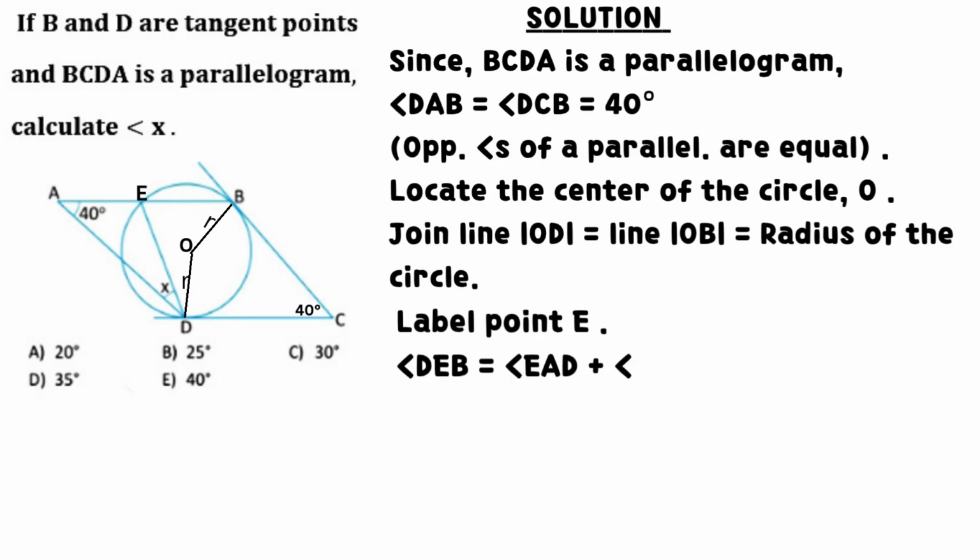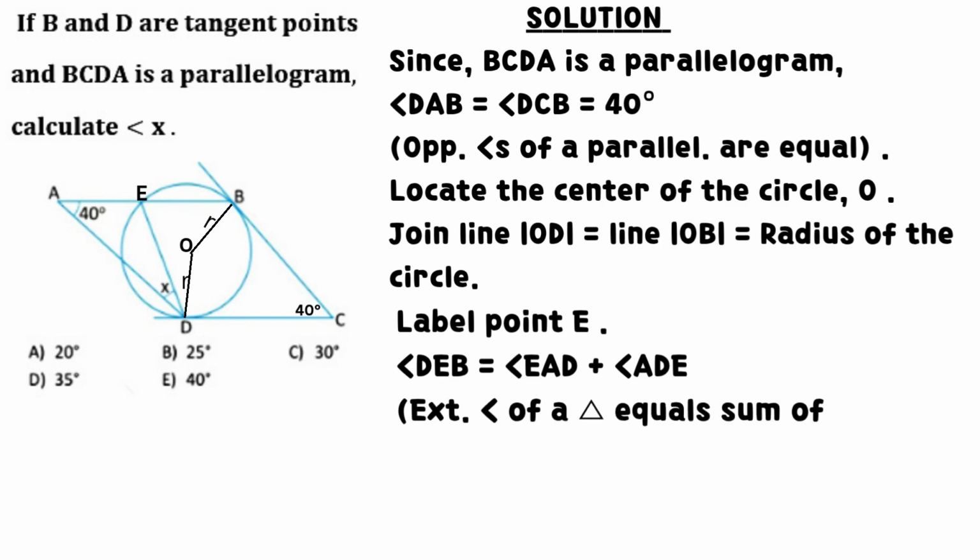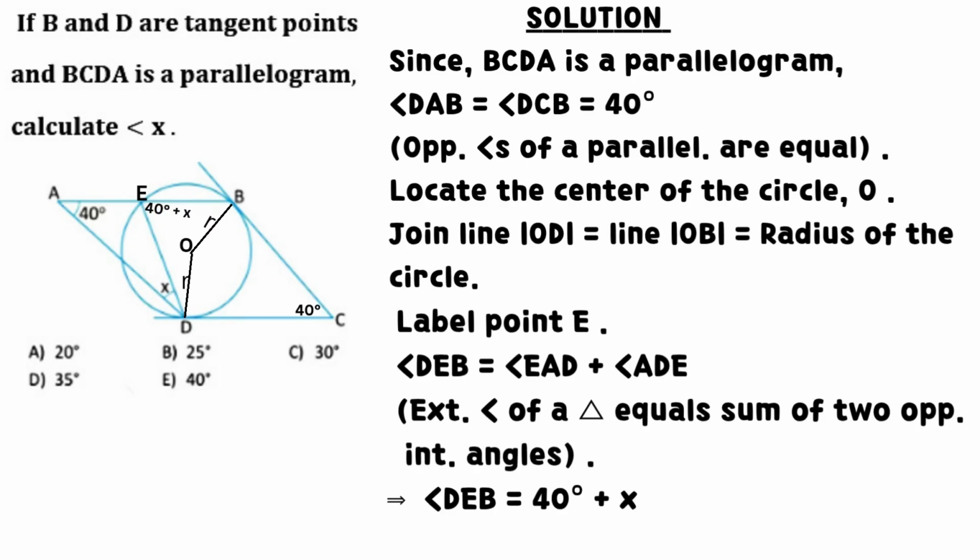Label point E. Angle DEB equals the sum of angle EAD and angle ADE. This is because the exterior angle of a triangle equals the sum of the two opposite interior angles. It implies that angle DEB equals the sum of 40 degrees and x.